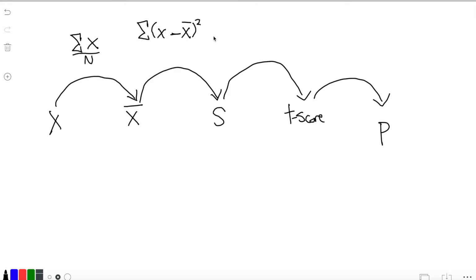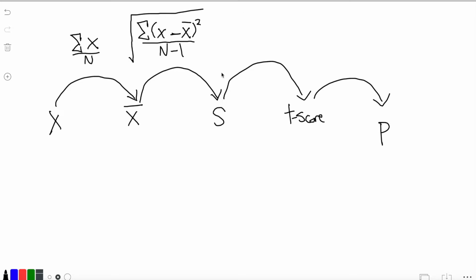Now this equation here is what we call the sums of squares. We're going to take this and we're going to divide it by n minus 1. Now in this video I'm not going to talk about this minus 1. We'll leave that for another video. But for now let's just take it for granted that it's n minus 1. And this equation is the equation for variance. Then the last thing we're going to do is we're going to square root it. And that's going to give us our standard deviation.